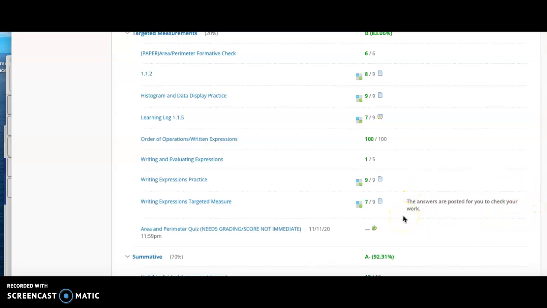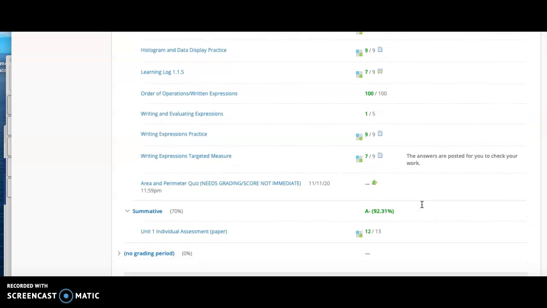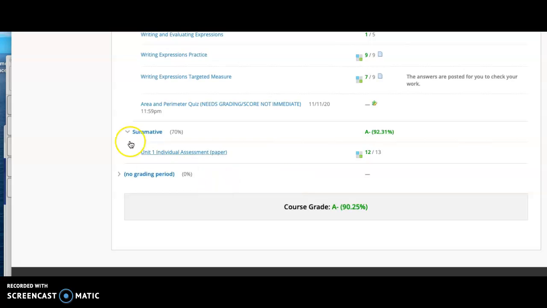That means that your teacher has made a comment about your work or your assessment. So this one says the answers are posted for you to check your work. That tells me that, oh, okay, I got a 7 out of 9. My teacher wants me to go back and look at the answers posted so I can see where I made some mistakes and how I can correct that. The last one is the summative, and I know that that's worth 70% of my grade, and here's where I'm at, right, for the summative.